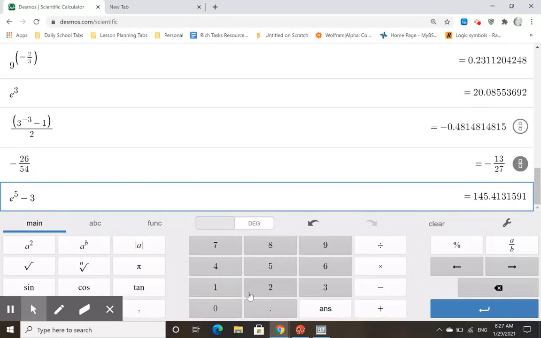So x is approximately 145.41. It's worth noting that e is a decimal that is non-terminating and non-repeating. It never ends and there's no pattern to it. That's called an irrational number. So you will always have to have a decimal for expressions involving the number e. All right, good luck, everyone.